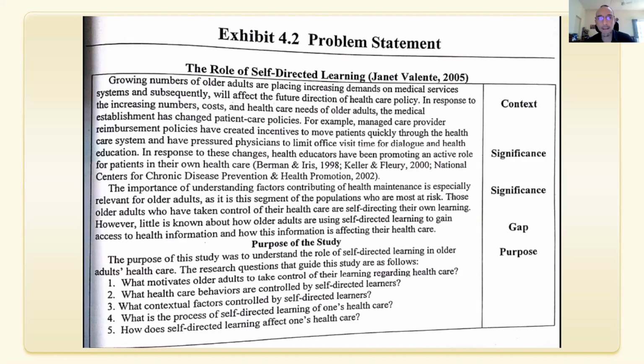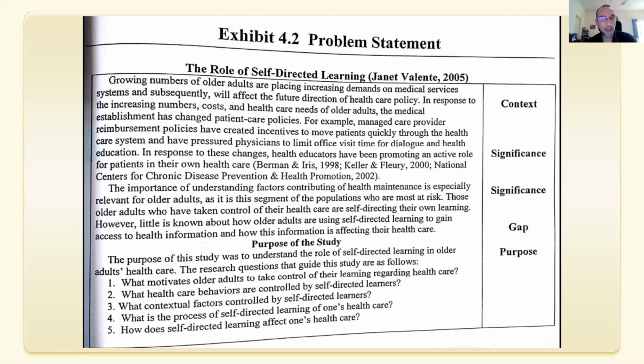Okay. Now, context. They give a sort of context of the problem, talking about the growing number of adults who are using medical services on their own, and how it's changing policy. Patient care policies have changed. This is based in the US, not in Malaysia. Okay, and they give examples. In response, now that's just the general context, the background of the problem, what's happened.